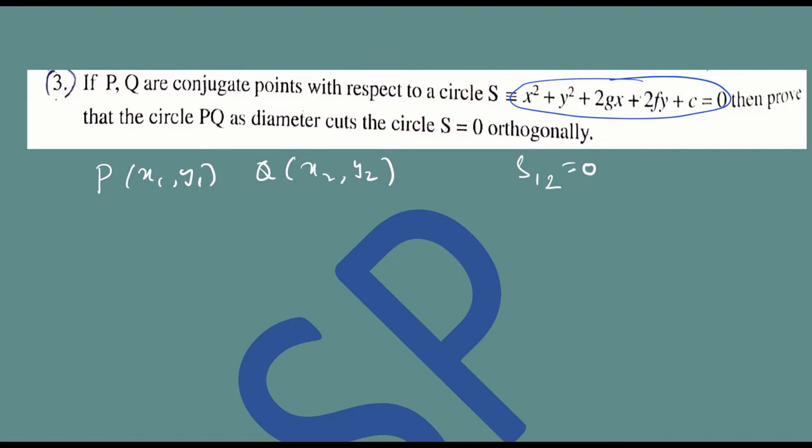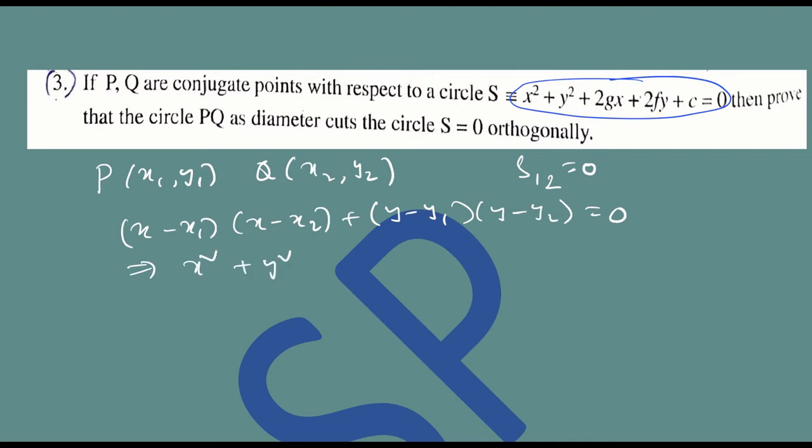Now we have to prove that the circle having PQ as diameter, we know the circle having PQ as diameter, it is (x minus x1) into (x minus x2) plus (y minus y1) into (y minus y2) is equal to 0. We have to prove this intersects S equal to 0 orthogonally. So first writing this x squares, y squares like that, x square plus y square minus (x1 plus x2) into x minus (y1 plus y2) into y plus x1 x2 plus y1 y2 equal to 0.